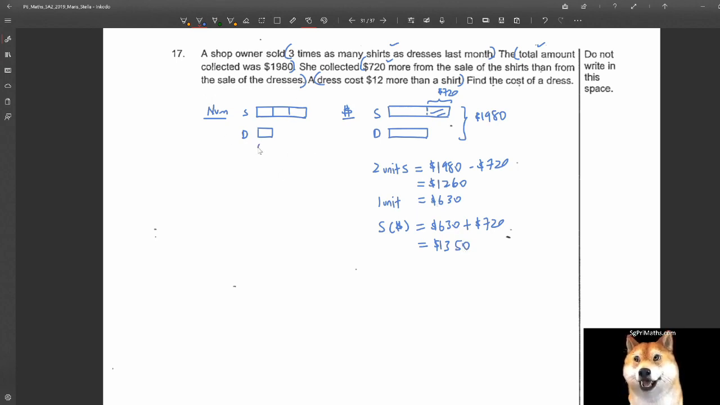Then we use this information and go back to the first model that we drew. So we know the dress is now $630. We know the shirt is $1,350. And the clue that we didn't use is this: the dress costs $12 more than the shirt. So we need to compare the price between 1 unit of shirt and 1 unit of dress. But now we have 3 units of shirt, so we need to go down to 1 unit of shirt. 3 units of shirt gives us $1,350. 1 unit of shirt will give us 1350 divided by 3, which is 450.